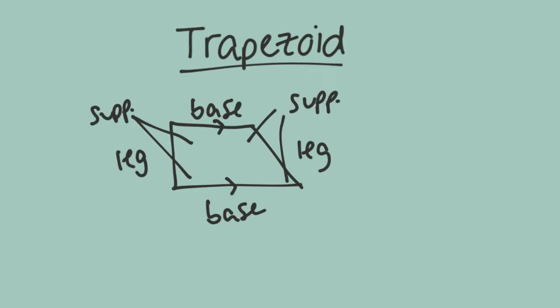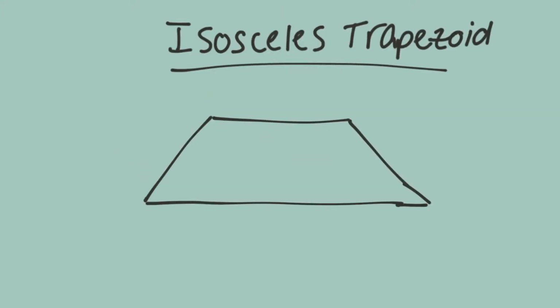And the reason is because we have two parallel lines cut by a transversal, so these are same side interior angles, which are supplementary. One special type of trapezoid is an isosceles trapezoid. So not only does it have a pair of parallel sides, and then these two angles are supplementary and these two angles are supplementary, but also the legs are congruent.